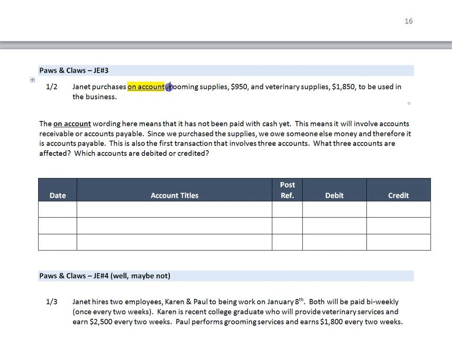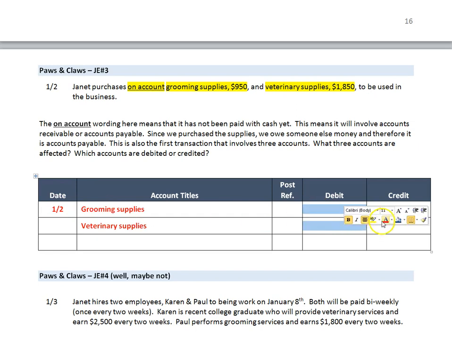But they purchased 2 types of supplies. Remember, they have 2 different revenue functions, the grooming services and the veterinarian. So they have supplies for grooming of $950 and for veterinarian supplies of $1,850. So this is the first one we're going to see that actually has 3 accounts. What we're going to do for these 2 supplies, they're asset accounts. Remember, when we buy supplies, they're an asset. As we use them up, they become an expense. So these 2 supplies accounts are both assets, they're both going to be debited. So we have grooming supplies and veterinarian supplies both debited for their respective amounts, $950 and $1,850.